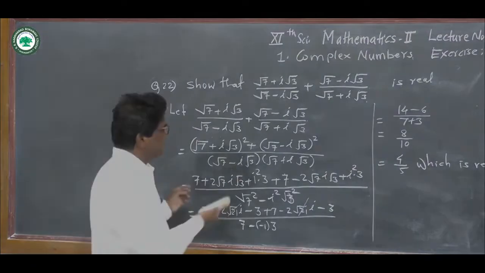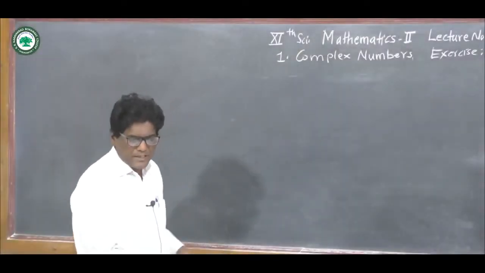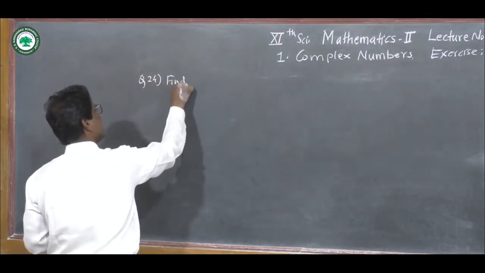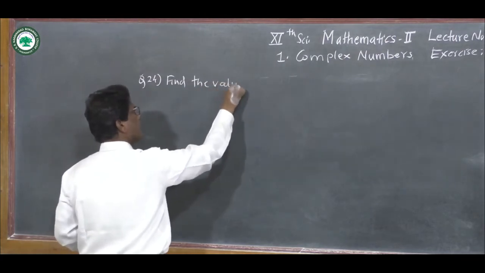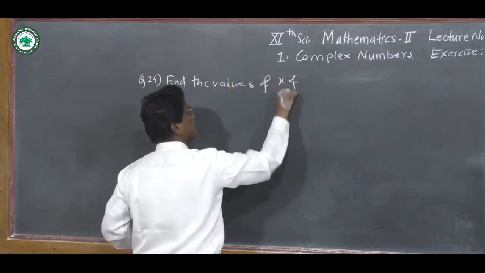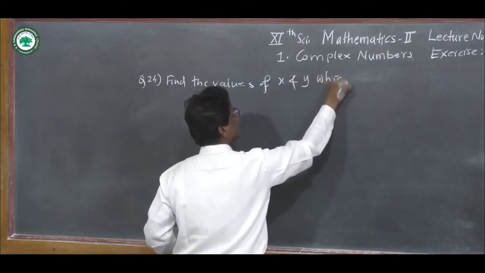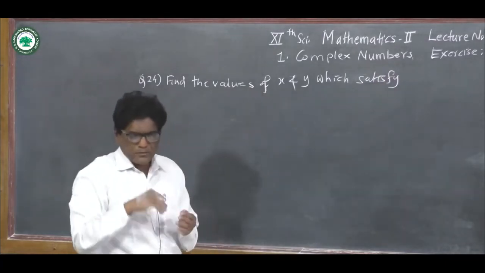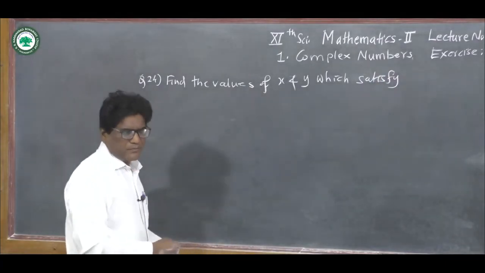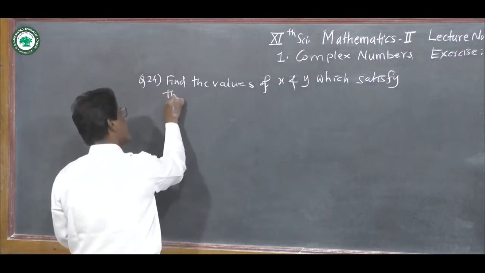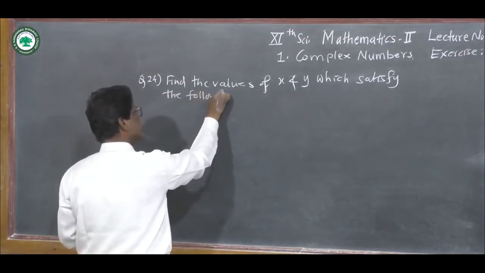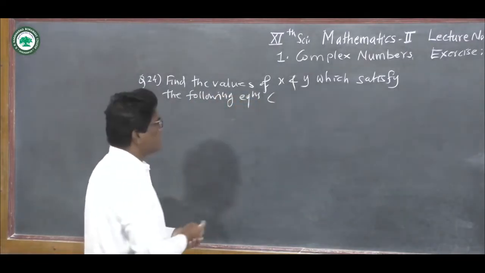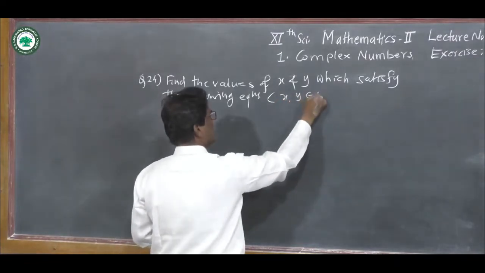Question 24. Find the values of x and y which satisfy the following equations. In bracket, x comma y belongs to R, means x and y, these are real numbers.